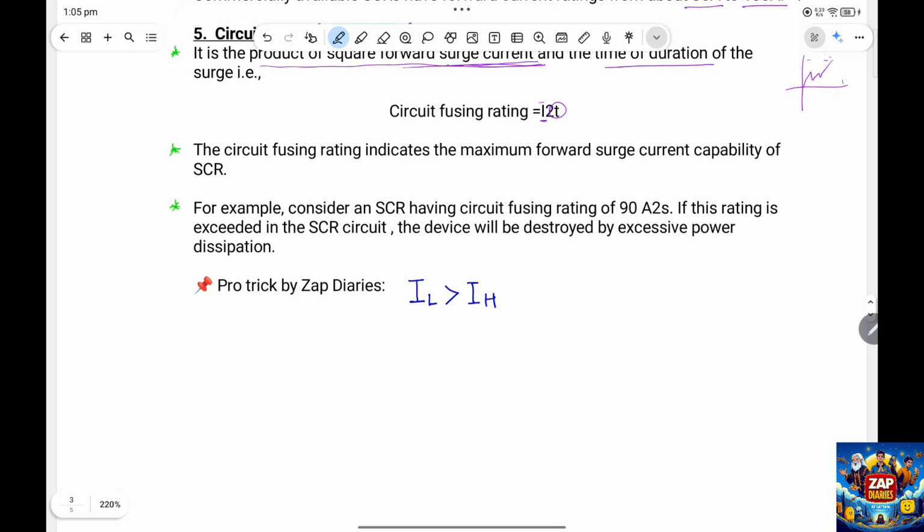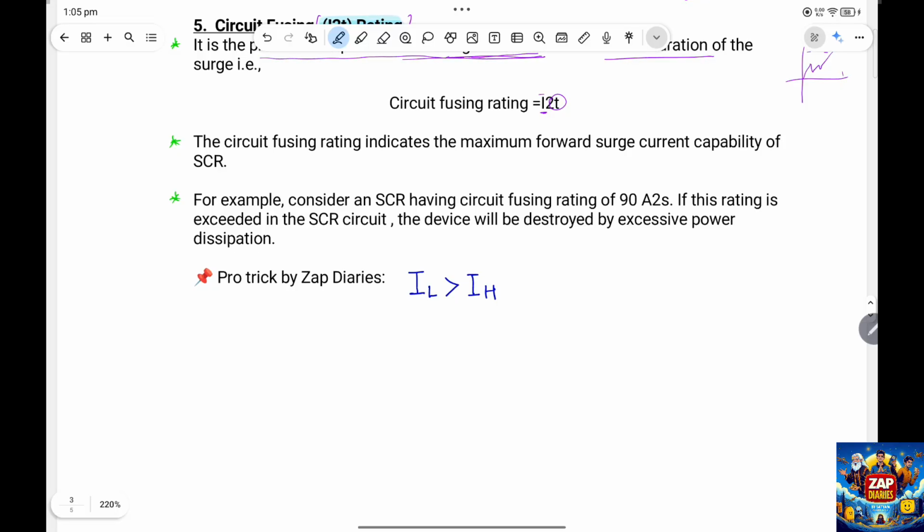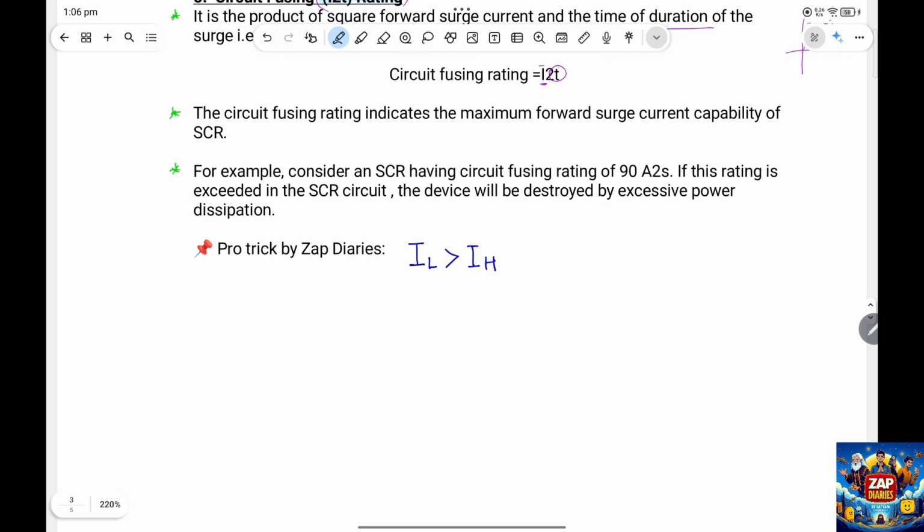For example, say we have an SCR having a circuit fusing rating of 90 A²s. Okay, this is amps squared seconds. If the rating is exceeded in the SCR circuit, the whole circuit should maintain this maximum rating of 90 A²s. And if it exceeds, the device will be destroyed due to excessive power dissipation, heat.